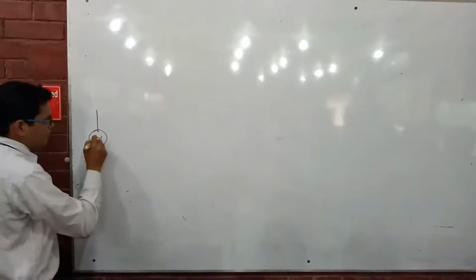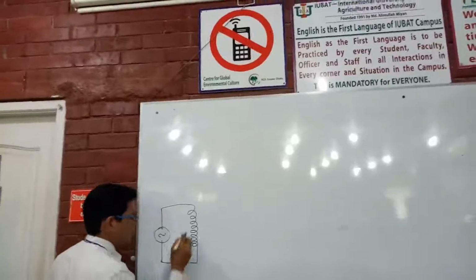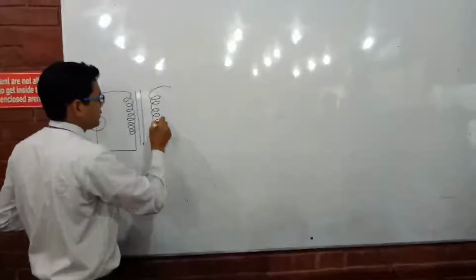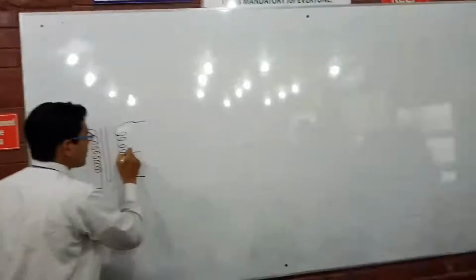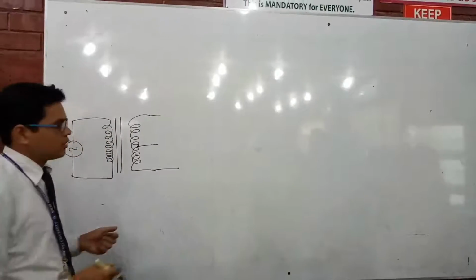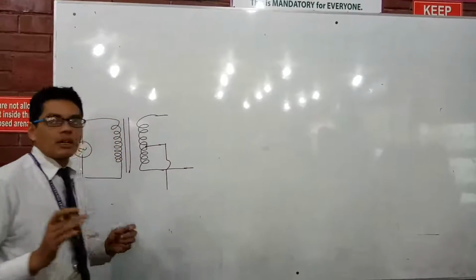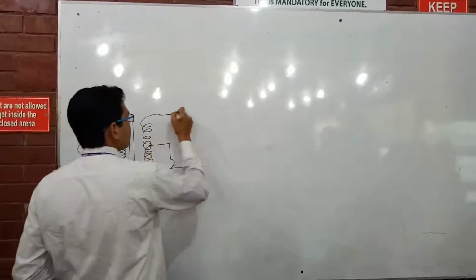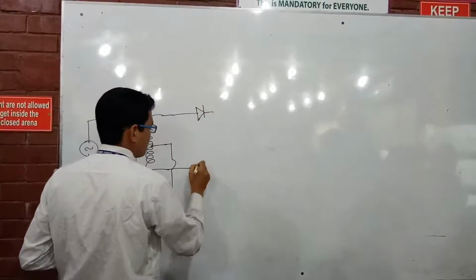We have supply and transformer primary, and then have some secondary. This will work for full wave center tap type rectifier, because for the project you need that circuit. So let's start. Full wave is also the same, I mean the output is the same, so we'll work with full wave center tap. Diodes.